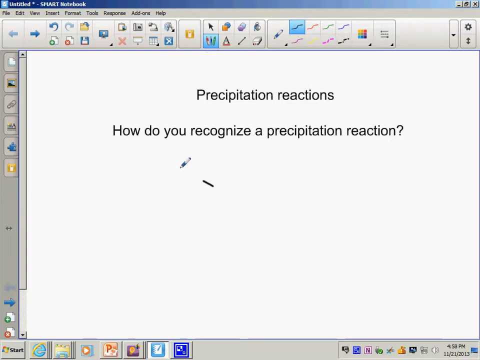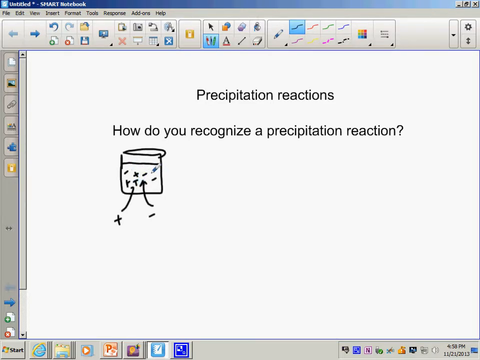Now, what is a precipitation reaction, and how would you recognize it? Well, it's a matter of solubility. So we're going to have two solutions. I could draw a beaker here, and we have a bunch of stuff dissolved in it. Inside this solution, we're going to have some cations and some anions. They're going to be floating around separately because that's what happens to ionic compounds. They break apart when they're in solution. So the cations are floating around, the anions are floating around.